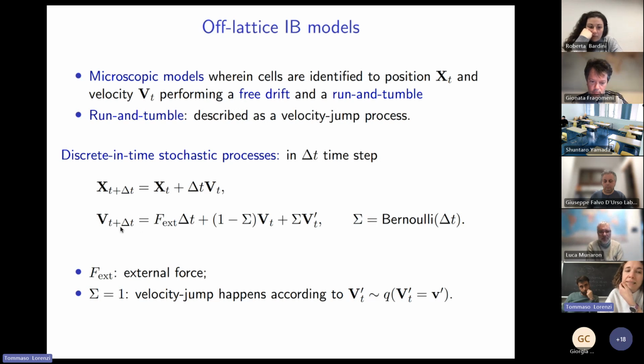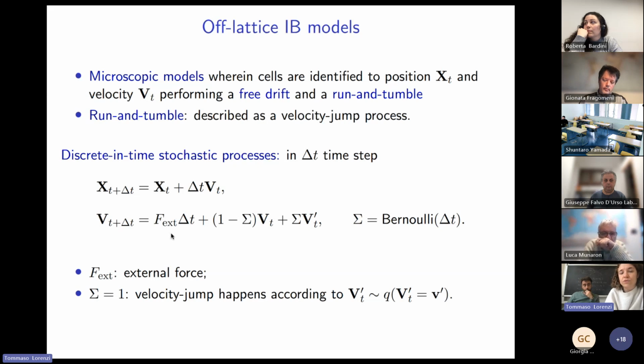velocity v. And then we have an actual stochastic process for the velocity that at time t plus delta t may change because of external forces. So, for example, we can have chemoattractants that may be included in the external force. And then we may have this velocity jump process that describes the run and tumble. This is described by means of a sigma, that is a Bernoulli random variable with parameter delta t. If this random variable is 0, then we have no tumble, while if it is equal to 1, then we have a velocity jump.